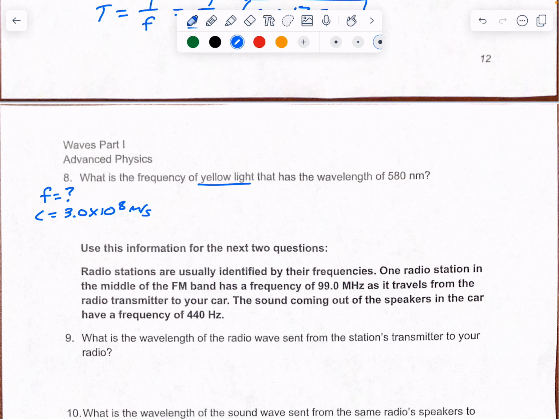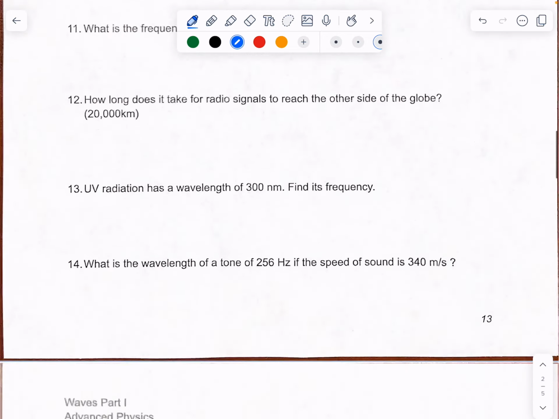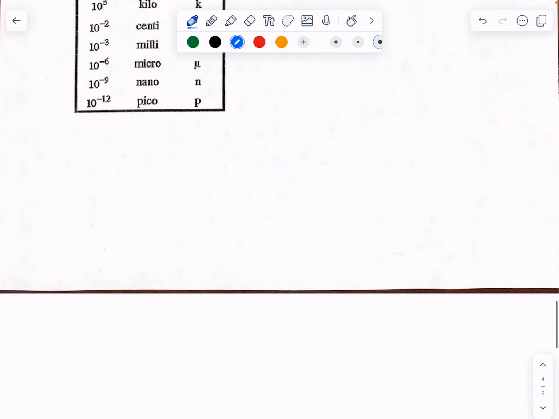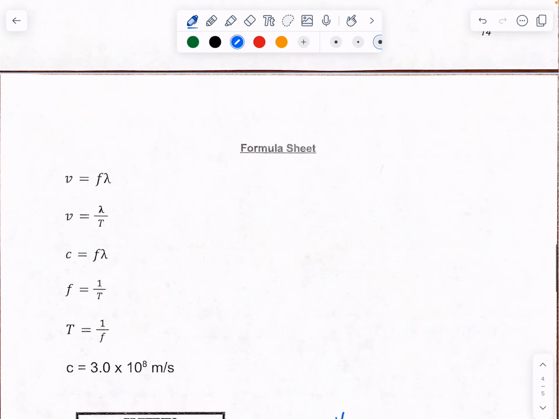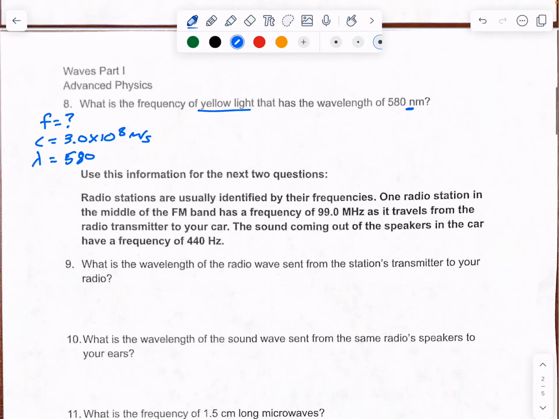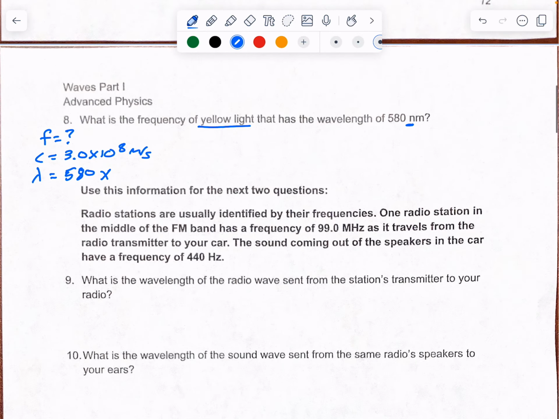And it has a wavelength of 580 nanometers. So we have wavelength equals 580. Now be careful with this, nanometers. We're going to go back to our formula sheet. Nano is right here. Nano is 10 to the negative 9. So if I want to fix that 580, all I got to do is add 10 to the negative 9 on there, and you're good. That puts it back in meters.